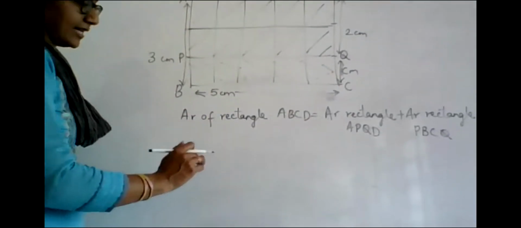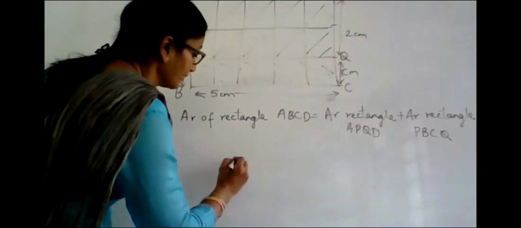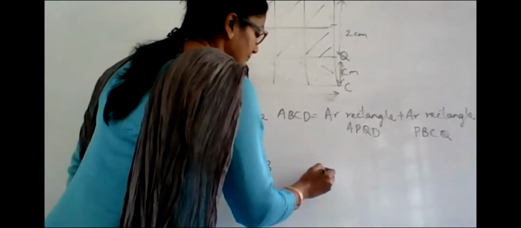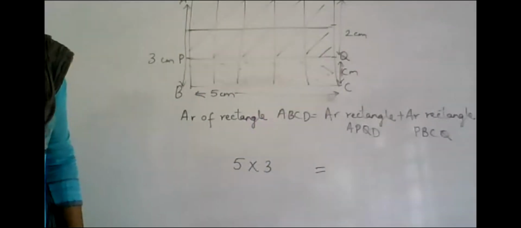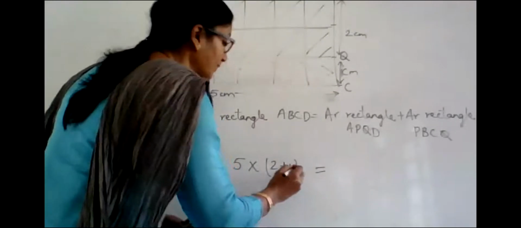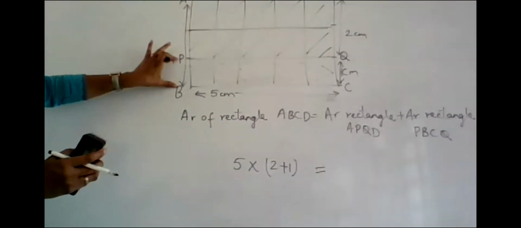Area of rectangle ABCD is 5 into 3, that is L into B, which I will see as 5 into 2 plus 1, because I have taken it as 2 plus 1. This is 2, this is 1. Alright.